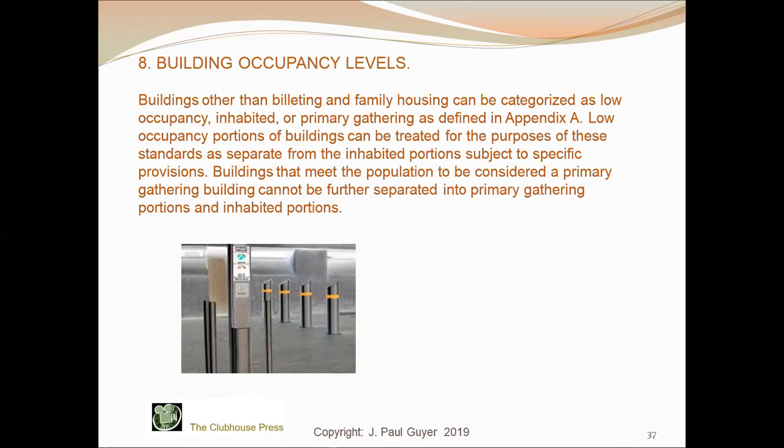The reason for that is that it is assumed that during the life of the building space, utilization changes would result in moving additional people into those areas that are inhabited but do not meet the primary gathering threshold. Only low occupancy portions can be treated separately.